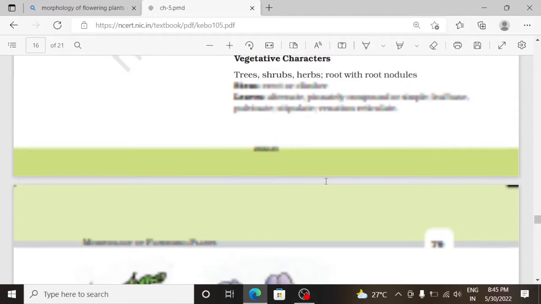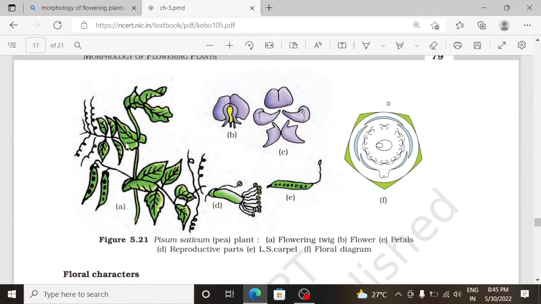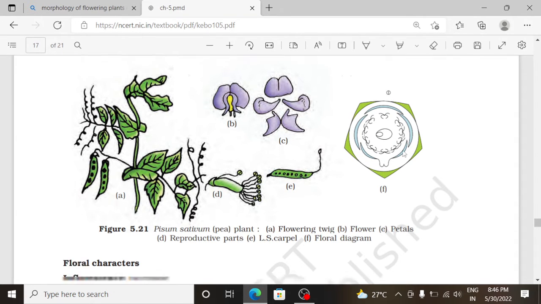Okay, and this one is Pisum sativum. I guess yes, it is pea plant. And yeah, so this A1 is flowering twig, this B is a flower, C are the petals of the flower, D is the reproductive parts, and E is LS carpel, and F is floral diagram.